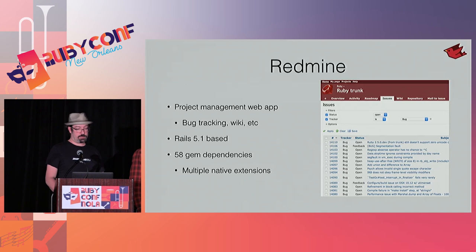It's a largely pure Ruby project management app, basically like a forge, a bug tracker, wikis, and so on. This is Rails 5.1 based, so they've been keeping up with Rails as well. And this had about 58 gem dependencies. A stack of them had native extensions. There were C versions of them.